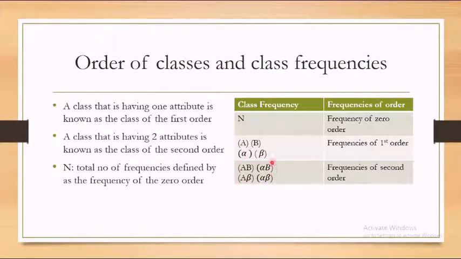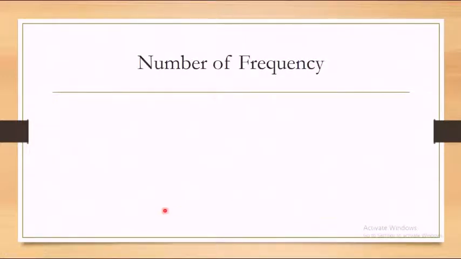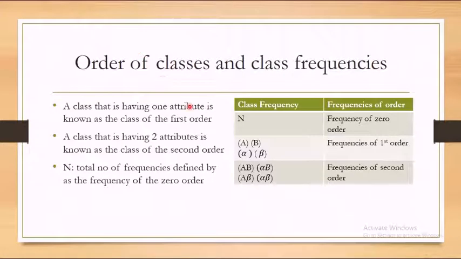But what about this? If you closely observe, you can see that there are two attributes in each of the class frequencies. So here it is AB, here alpha beta, here we have A beta, and here we have alpha B, sorry. Since you have two attributes in the same class frequency, we say that these are frequencies of second order. I hope you have understood the difference between the order of classes and class frequencies.